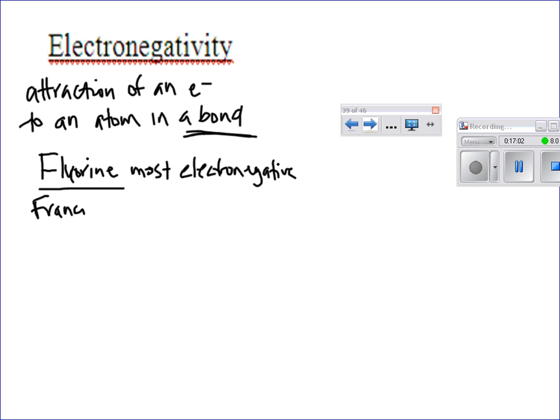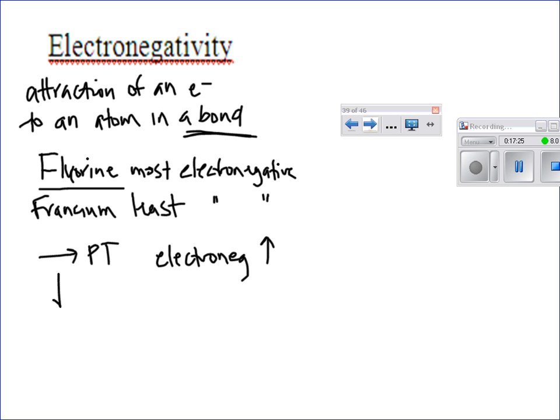Francium is your least electronegative element. So the closer you get to fluorine, the more electronegative. The closer you get to francium, the least electronegative. So as you go across the periodic table, electronegativity increases.